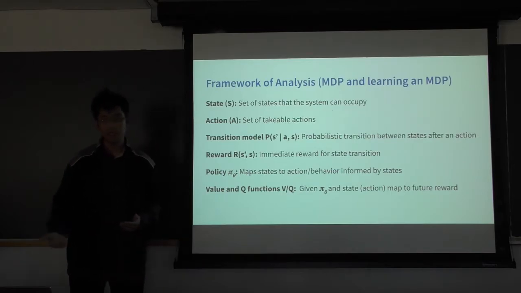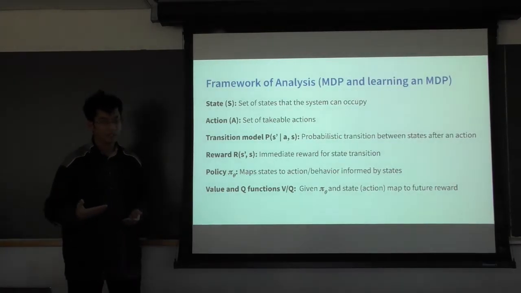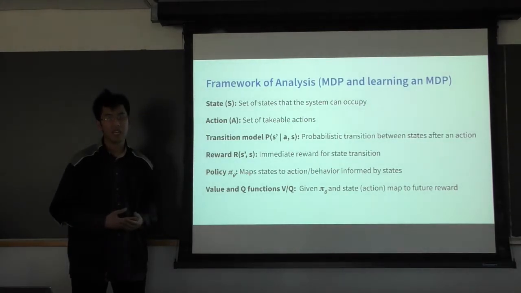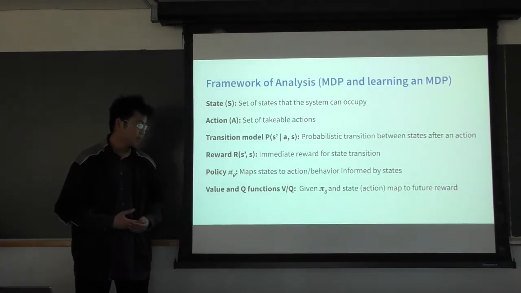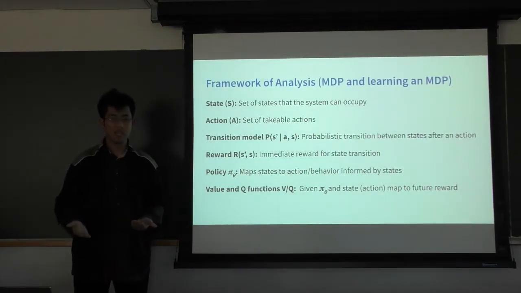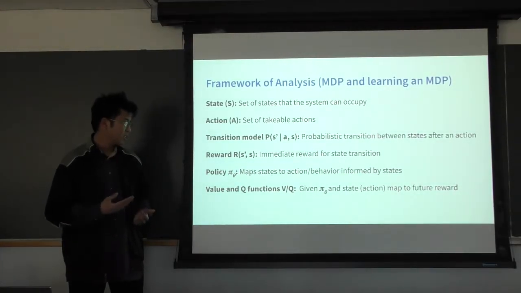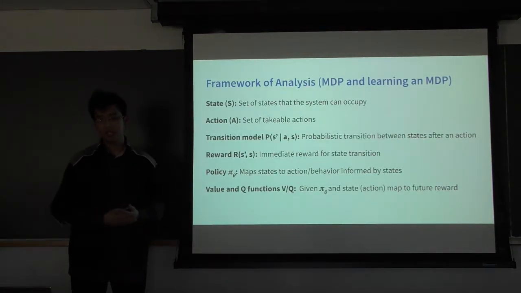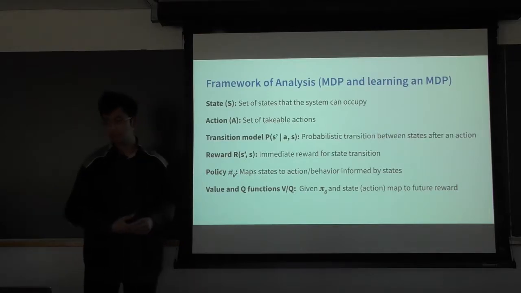You have the reward function of achieving a state, which in imitation learning, of course, is not available to you. The policy is basically a mapping of the state to the action. And the value function, V, is the lifetime value of your policy. You would want to maximize this value.